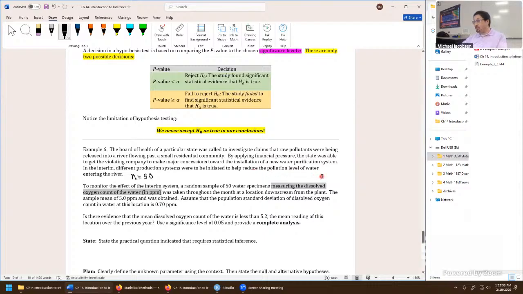So that's why they're looking into this specific thing. How much oxygen is actually in this water? If they find it's low, that will be evidence the company is still in violation. They didn't actually reduce the pollution level. So lots going on in the problem so far.